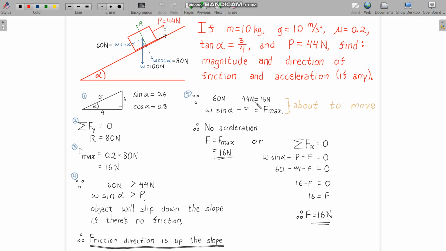So this means we have no acceleration, so we don't need to find the magnitude of the acceleration. And the magnitude of the friction is the maximum possible, in this case 16. You can also find the maximum friction or the friction using this.